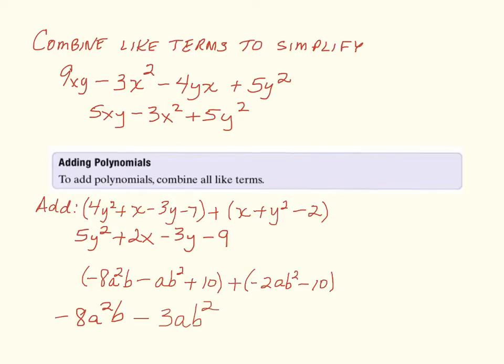All right, then we have minus 10, plus 10, minus 10. Together that gives you 0, so we don't have to write that. We don't have to write plus 0. So we have combined everything that can be combined in this case.